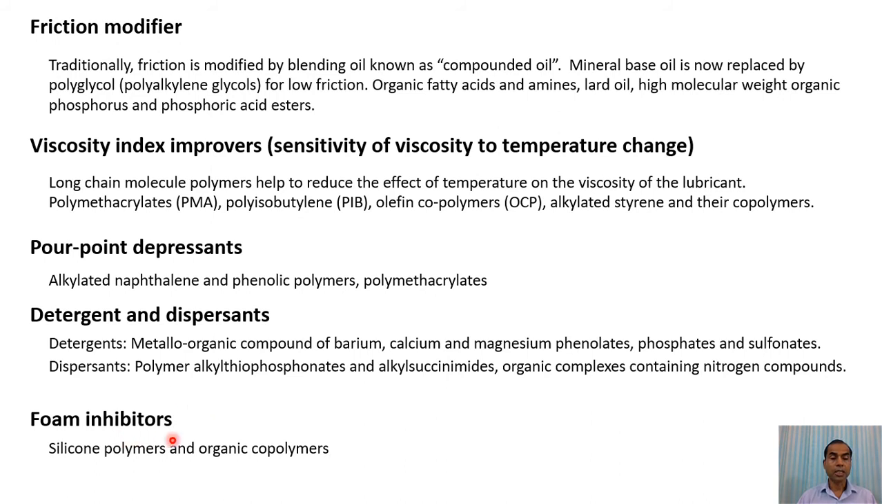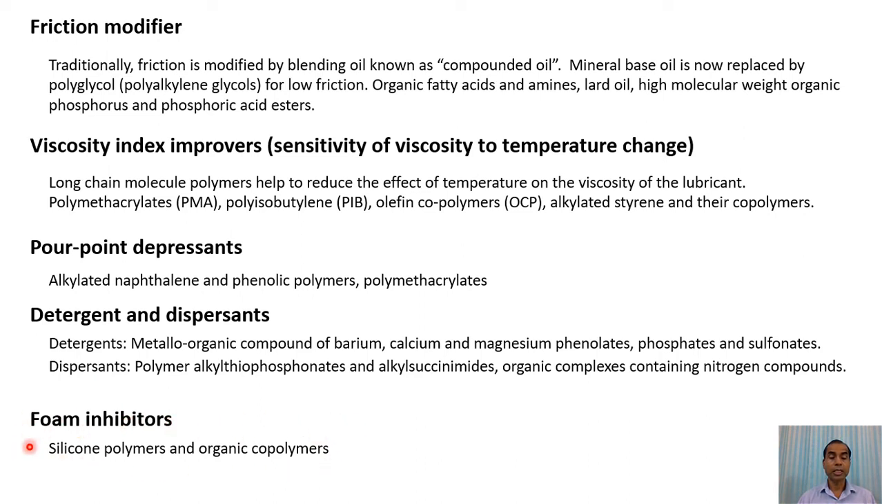Other important additive is foam inhibitors. Because of the presence of various kinds of additives and especially the detergents and dispersant, the foam can form, and presence of foam will basically reduce the performance of the lubricant because foam has air bubbles inside. So the air will take space and therefore the presence of lubricating oil will be reduced on the metal surface. So therefore foam inhibitors are used. Silicon polymers and organic copolymers are added as foam inhibitors.